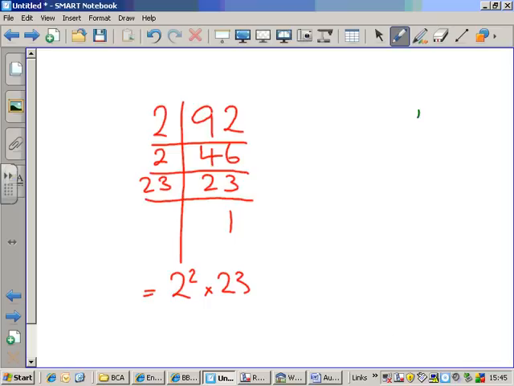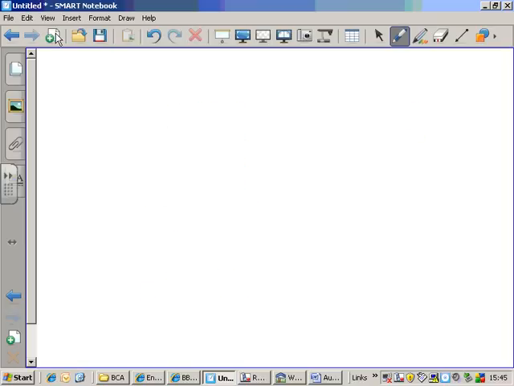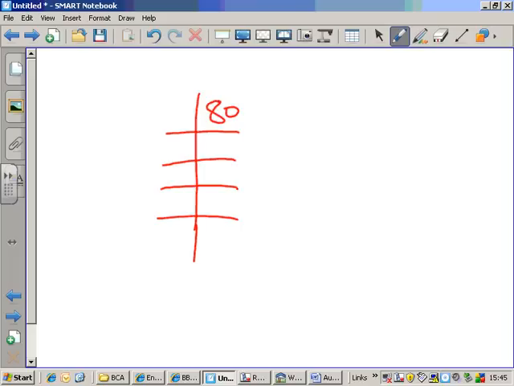Let me do 92 again, but actually, it's not a great example. That works just fine, but I'm thinking of a better number. Here we go. Let's do 80. And then that'll come out with lots of nice prime factors.